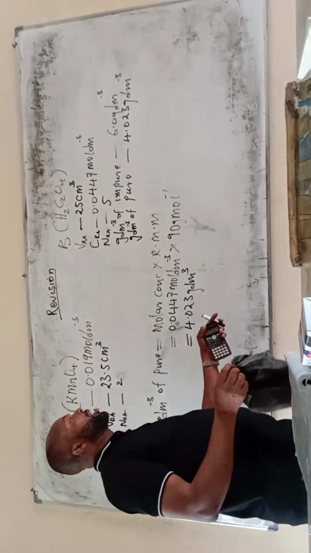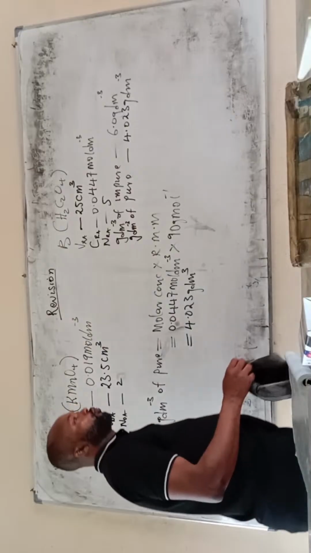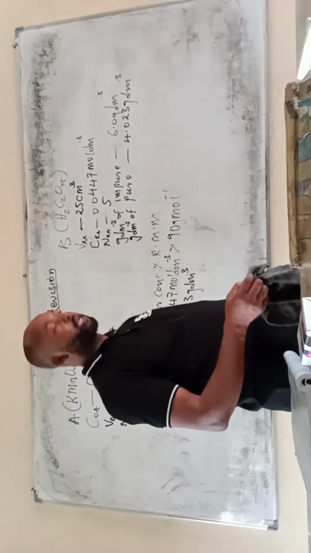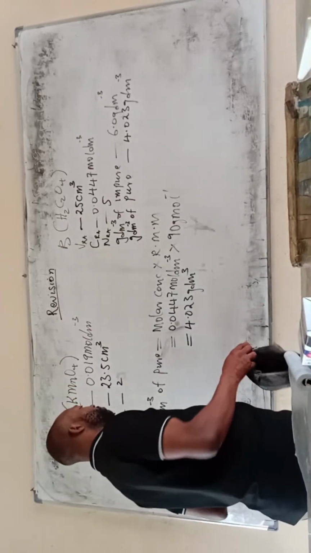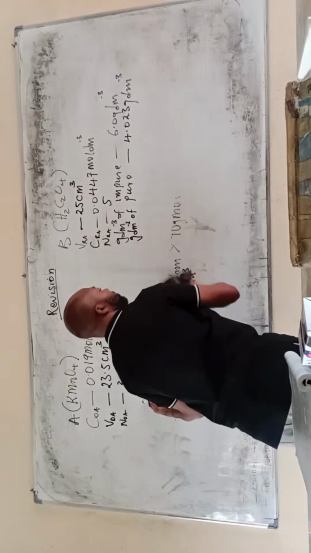So I've gotten my mass concentration of pure, and I want to apply the formula which they asked me to calculate the percentage impurity. Now I want to solve that. So percentage impurity will become what? Let's do that.